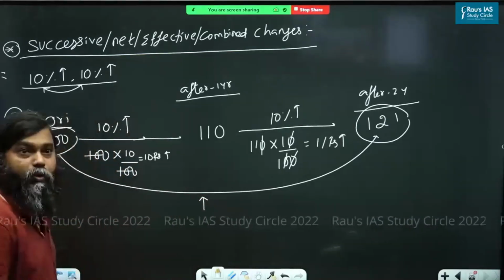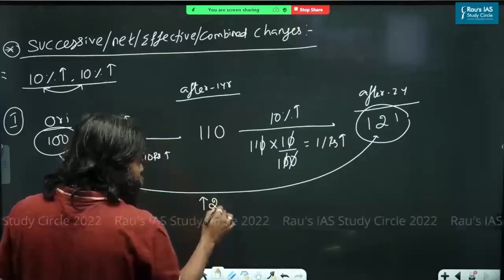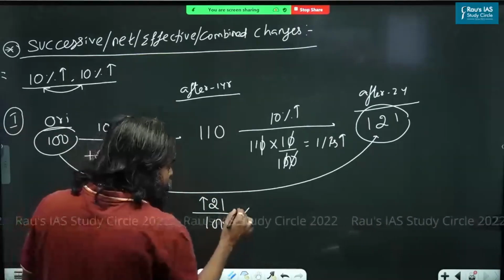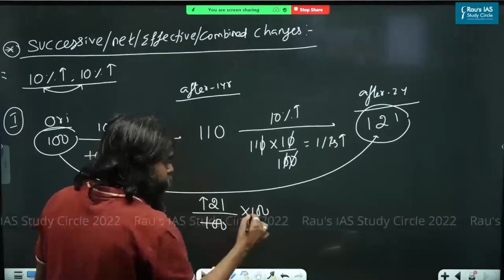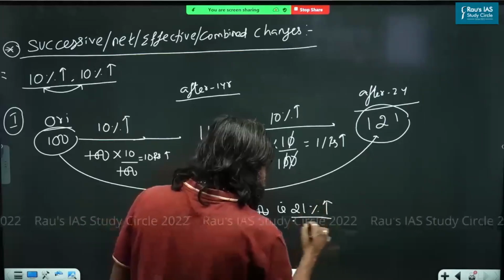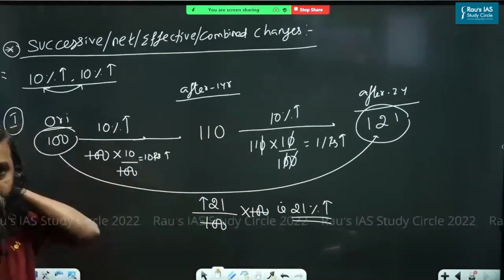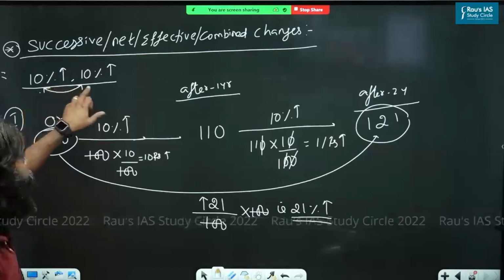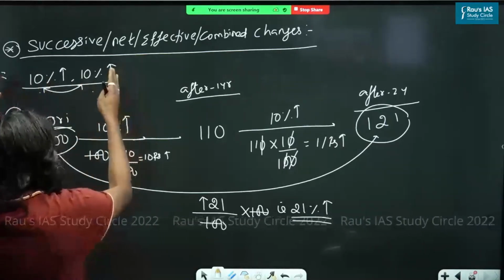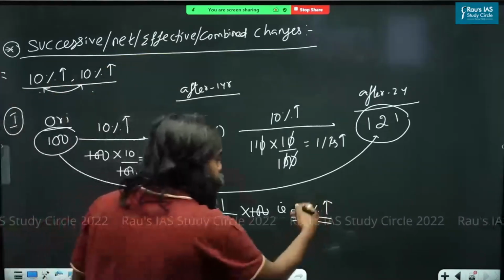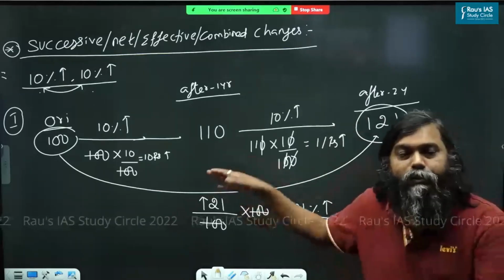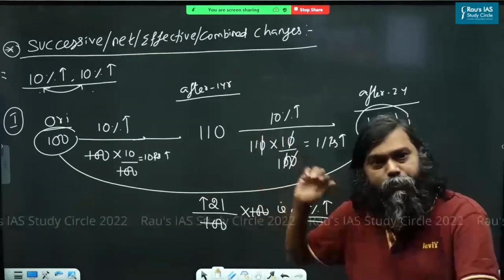Increasing. How many rupees increasing? 21. From where? Original, that is 100. Percentage means multiply by 100. That means 21% net increasing. That means 10% increasing, 10% increasing. After 2 years, what is the net or combined or effective increase? 21% increasing. Understood this?